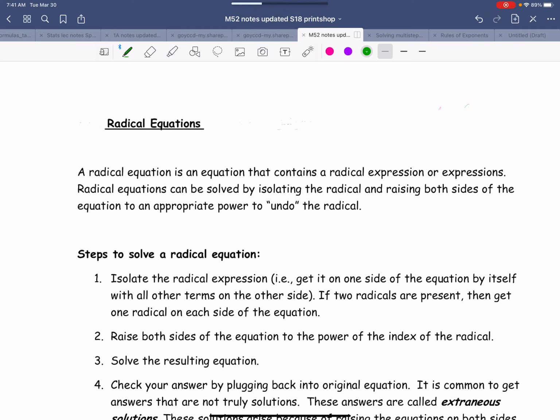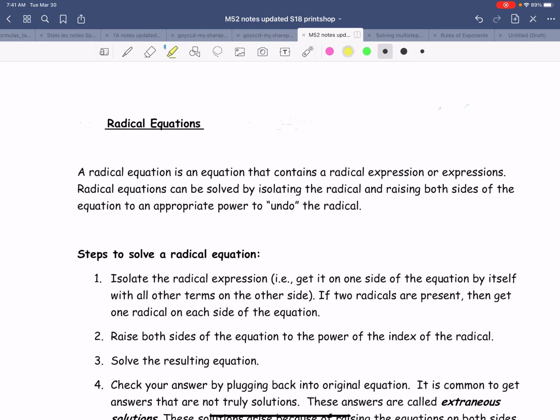In this video, we're going to focus on radical equations. Radical equations are equations involving radicals in them: square root, cube root, fourth root, and so on. Our goal would be to isolate the radical and then raise both sides to the same power as the index.